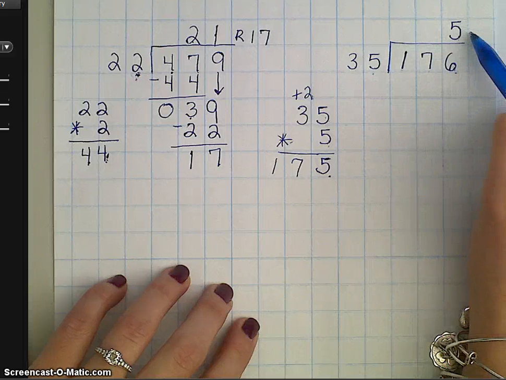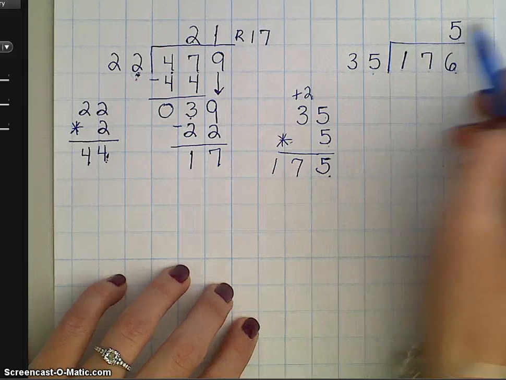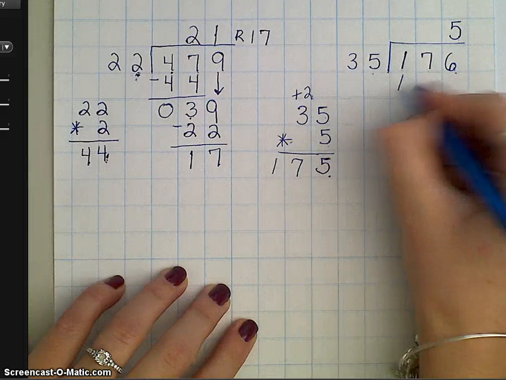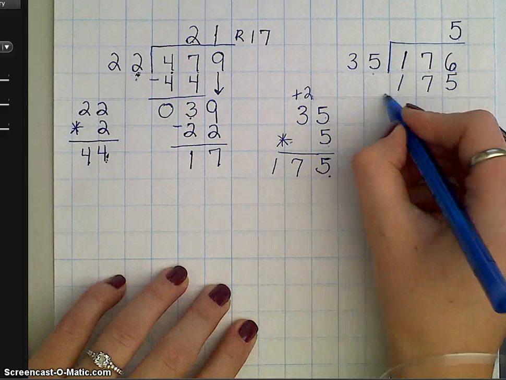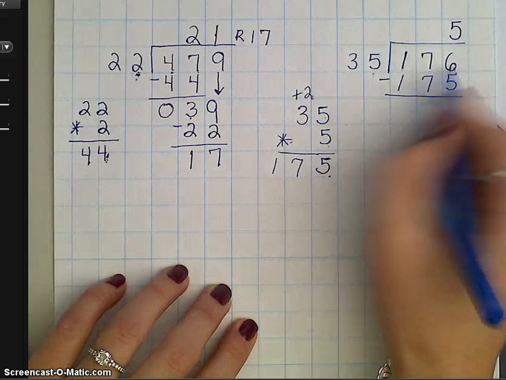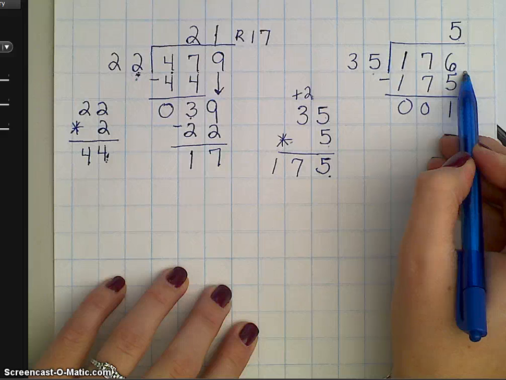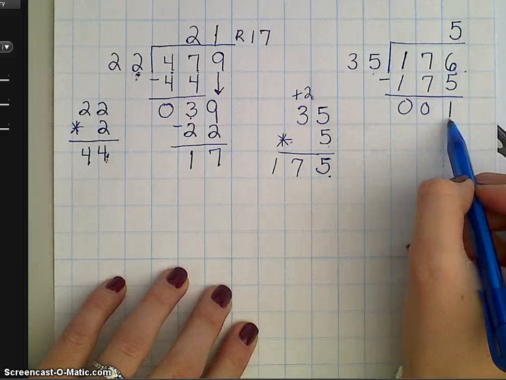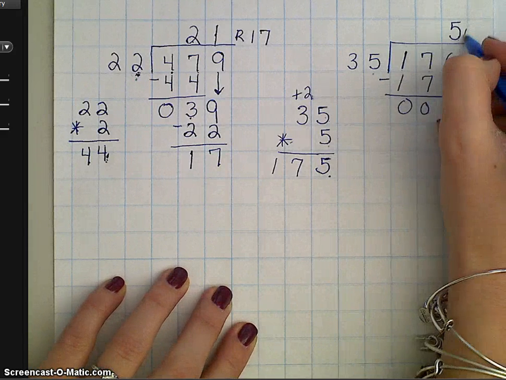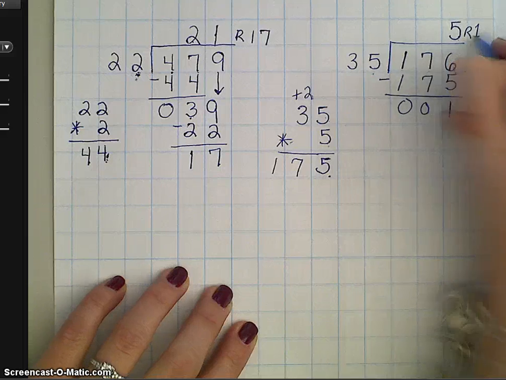So now I'm going to continue my division steps. 5 times 35, now we know, is 175. My next step is to subtract. 6 minus 5 is 1. I have nothing else to bring down, so I can't repeat. 1 is my remainder. Remainder 1.